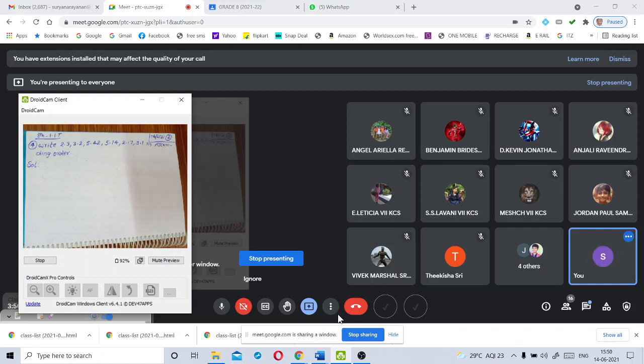Okay. Now come to this question. How do you write ascending order? Who will write? Who will say the ascending order of these numbers?